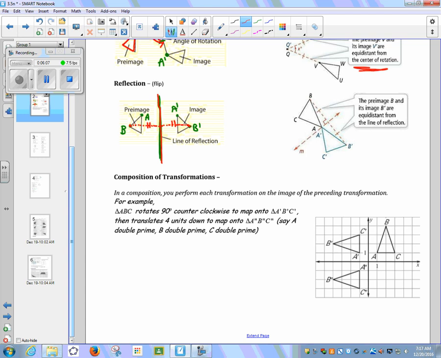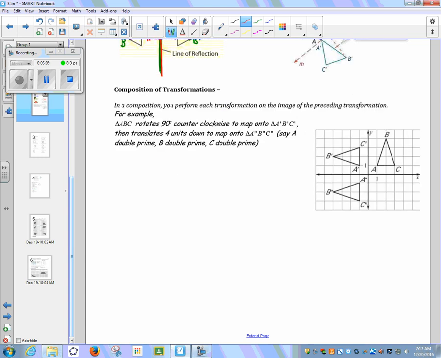All right, sometimes we do a composition of transformations where there's more than one thing happening at once. So in this triangle ABC, when I look at this diagram, I can tell which one is the original because there's no primes. A, B, C is the original. And the first thing it does is it rotates 90 degrees counterclockwise, and it becomes A prime, B prime, C prime. But then it translates 4 units down. This point A goes 1, 2, 3, 4 units down.